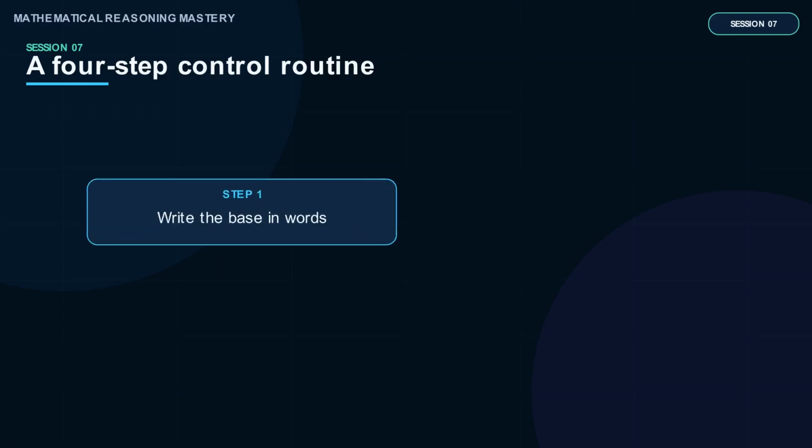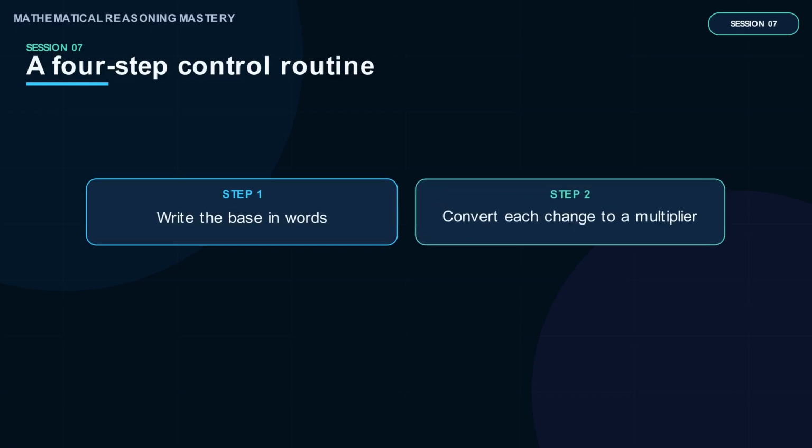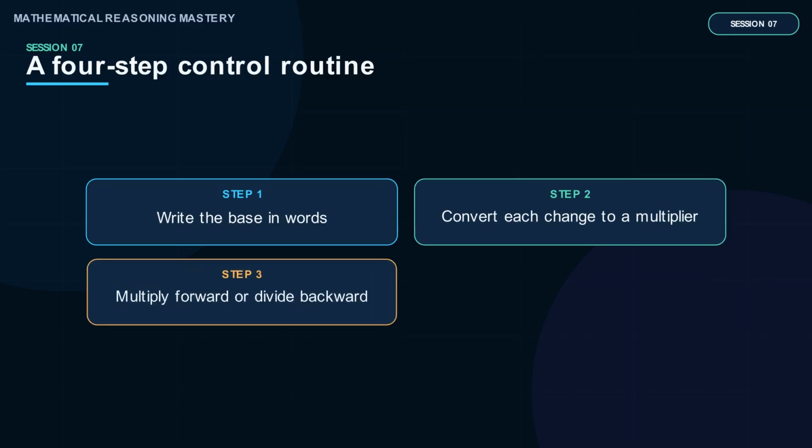Step 1. Write the base in words. State the target and preserve its units or conditions. Step 2. Convert each change to a multiplier. Use a separate line so signs, factors, and labels remain visible. Step 3. Multiply forward or divide backward. Keep the reasoning efficient, but never skip an operation that could hide an error.